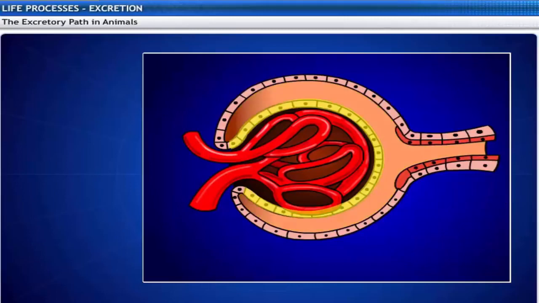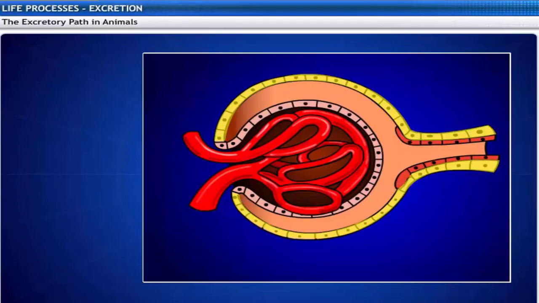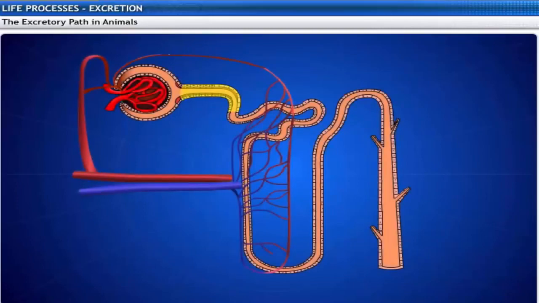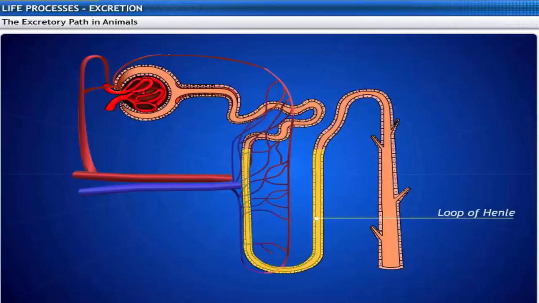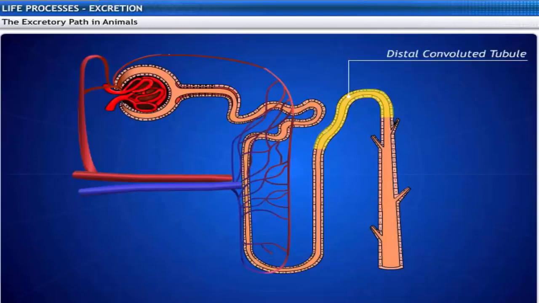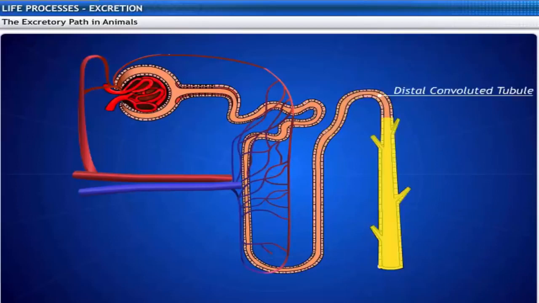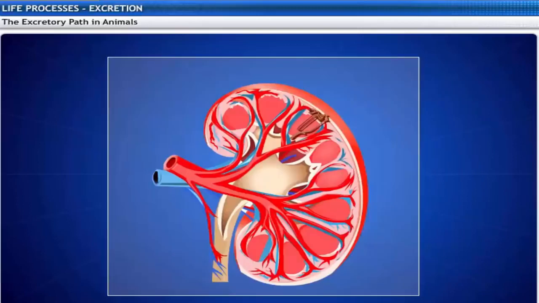The inner layer of Bowman's capsule covers the glomerulus, and the outer layer is continuous with the inner layer and with the wall of the renal tubule. The renal tubule leads the way from the Bowman's capsule and becomes highly coiled to form the proximal convoluted tubule. The tubule makes a hairpin loop called the loop of Henle and joins the distal convoluted tubule. The distal convoluted tubule opens into a collecting duct which passes into the renal medulla.